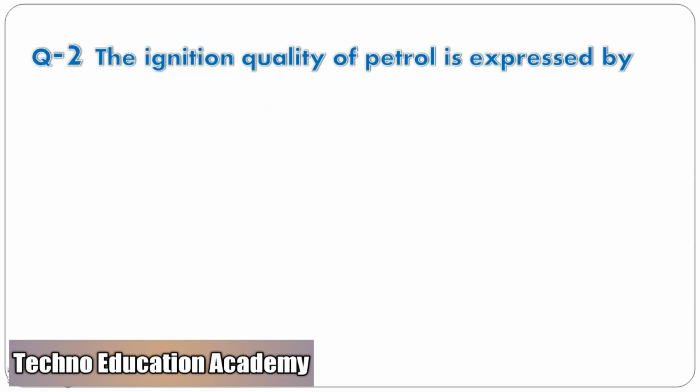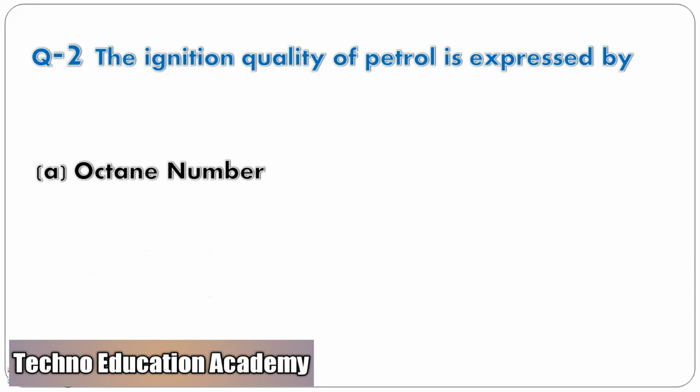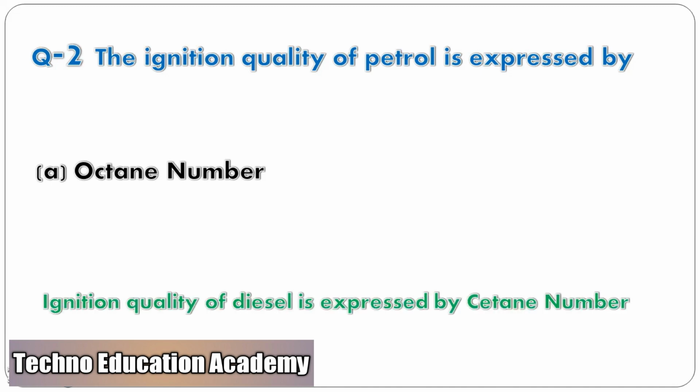Question number 2. The ignition quality of petrol is expressed by: option A, octane number; option B, cetane number; option C, calorific value; option D, all of the above. So the right answer is octane number. The ignition quality of petrol is expressed by octane number, while in the case of a diesel engine, the ignition quality of diesel is expressed by cetane number.